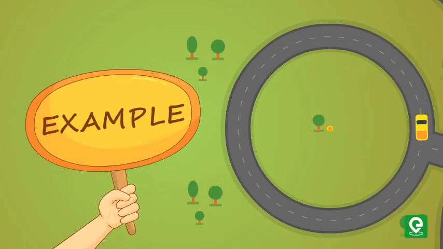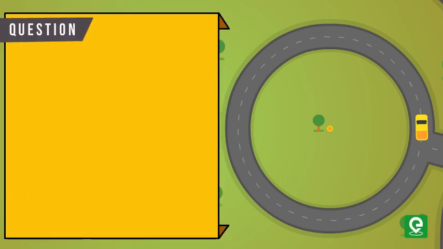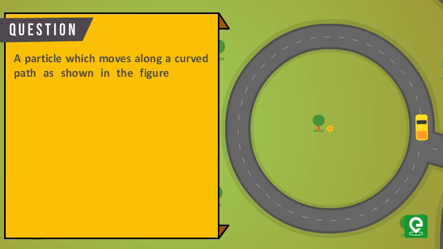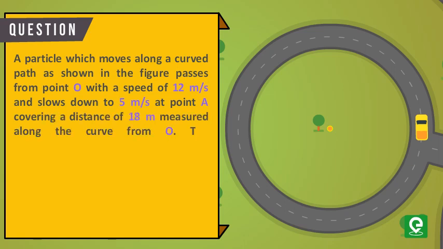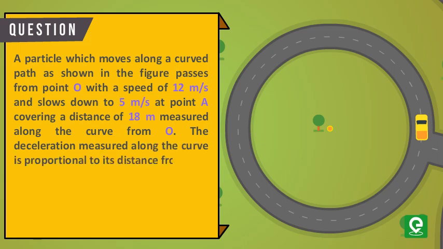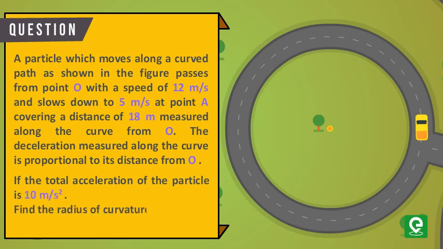Let's solve an example to deepen understanding of this concept. Question: a particle which moves along the curved path as shown in the figure passes from point O with a speed of 12 meters per second and slows down to 5 meters per second at point A, covering a distance of 18 meters measured along the curve from O. The deceleration measured along the curve is proportional to its distance from O. If the total acceleration of the particle is 10 meters per second square, find the radius of curvature at A.